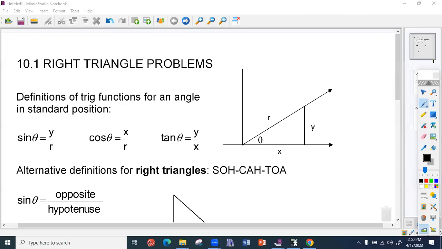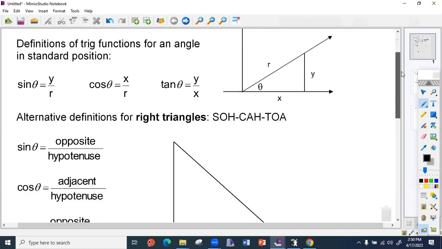All right, here we go. 10.1 right triangle problem. This should be a good review of our basic trig knowledge. And when I say basic, I mean the very basics of it all.